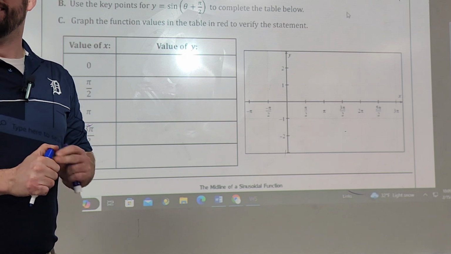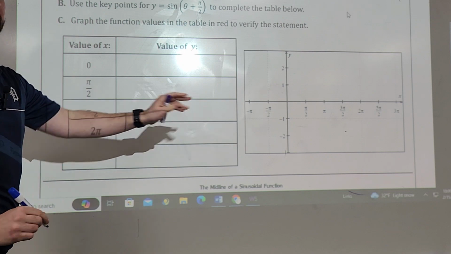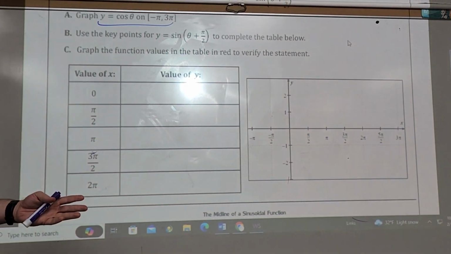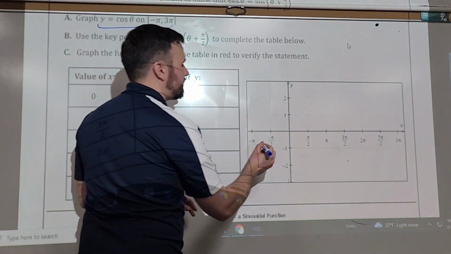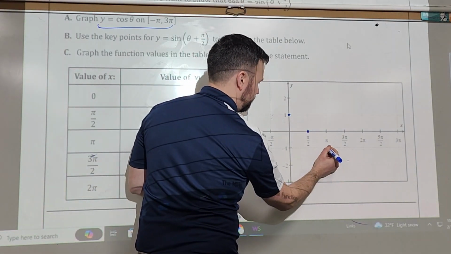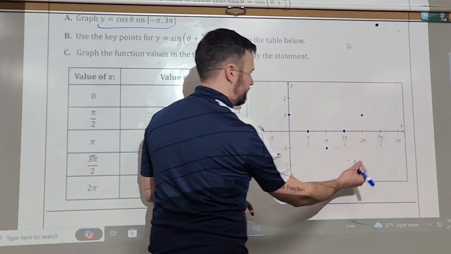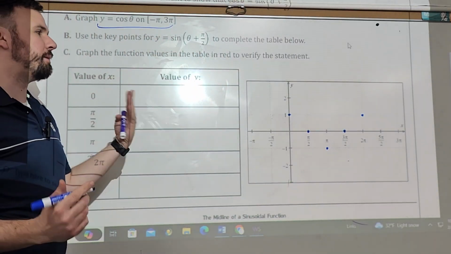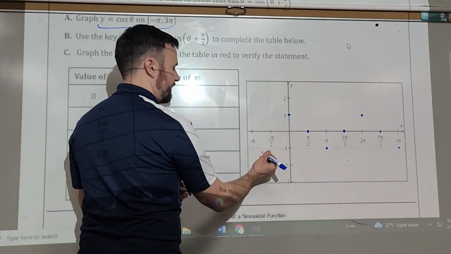All right, so I'm going to graph y equals cosine of theta on this. I should be able to do that relatively quick at this point, right? Because what's cosine? Cosine, I start at a max, intercept, min, intercept, max, right? Now they want me to graph it from negative pi to 3 pi. What do I do with my pattern? I just keep going, right? And it goes on and on and on.